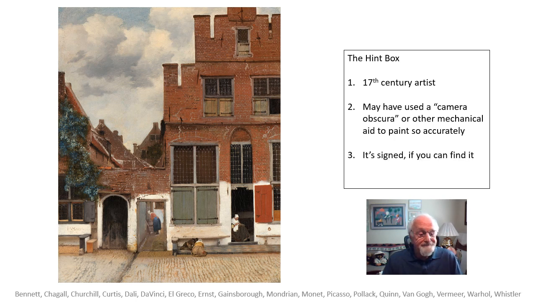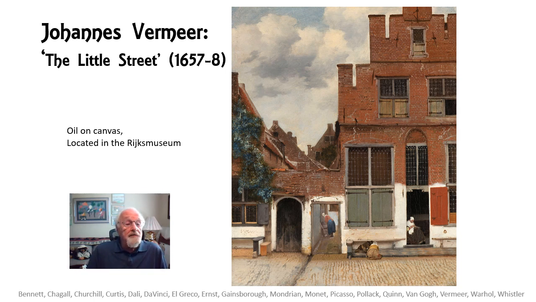It is signed, if you can find the signature, which I've not covered up. And the painter is Johannes Vermeer. It's called The Little Street, an oil on canvas located in the Rijksmuseum in Amsterdam. The signature, if you look on the left-hand window, is just below the window. It is I.V. Meer.